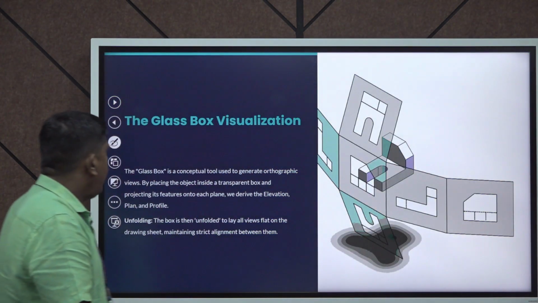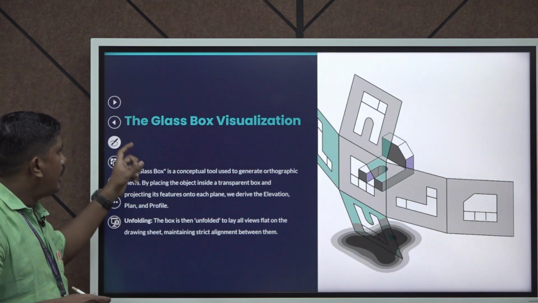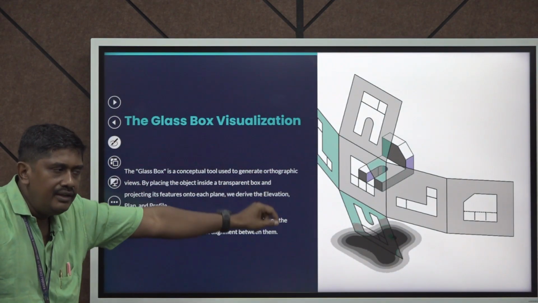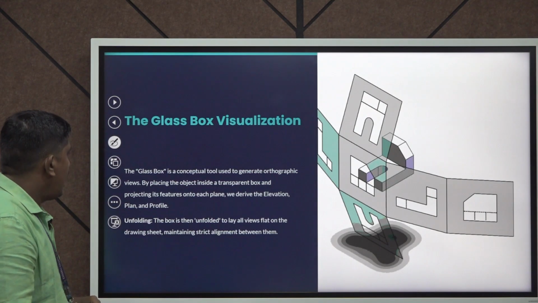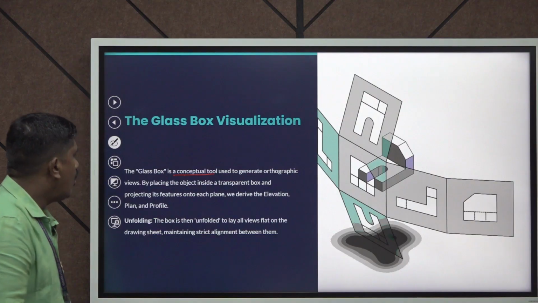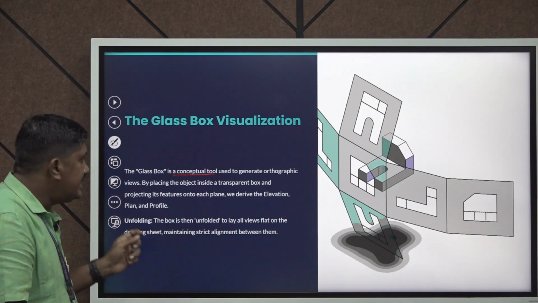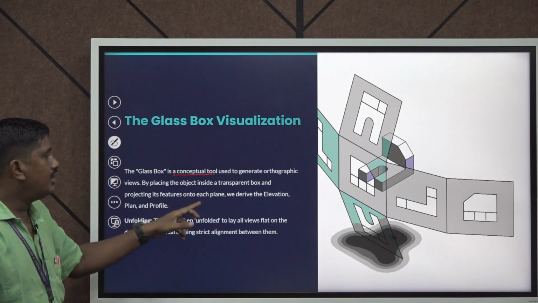Now we will discuss in more detail the glass box visualization. This is widely used in all the 3D to 2D conversion phases. The glass box is a conceptual tool used to generate orthographic views, by placing the object inside a transparent box and projecting its features on each plane.